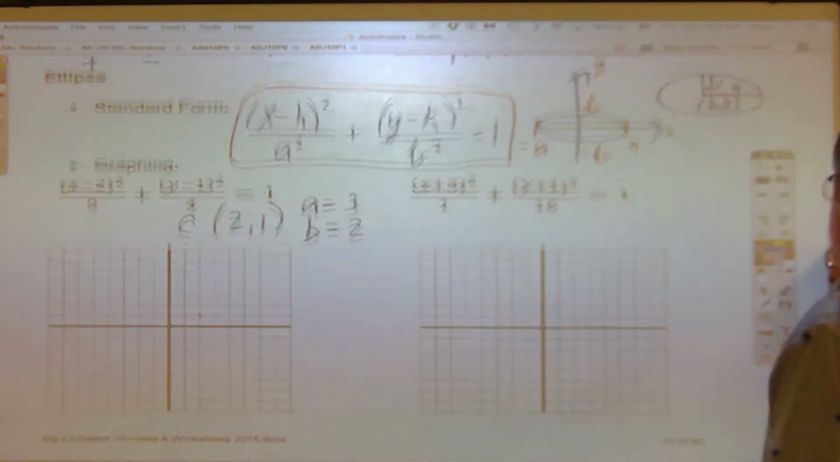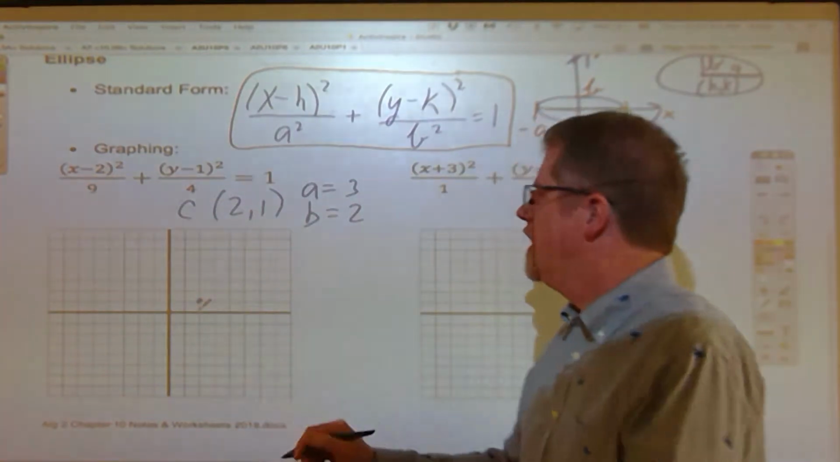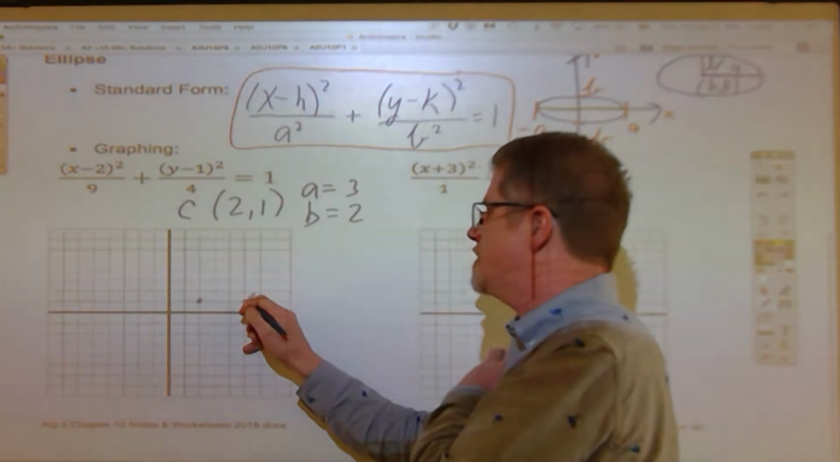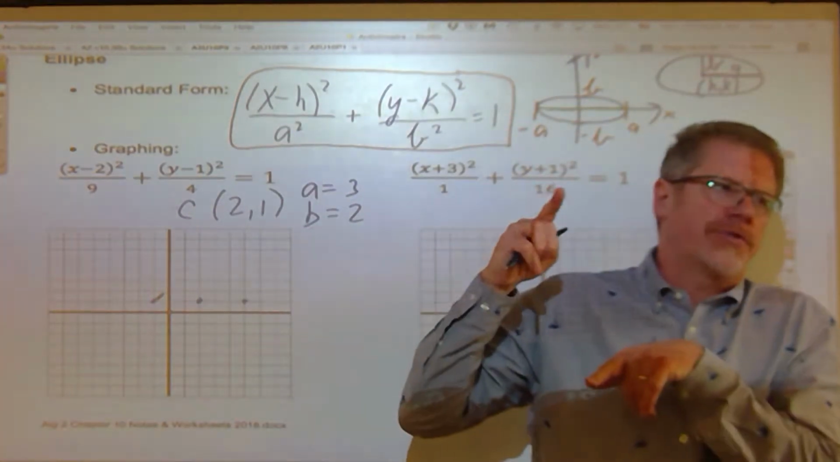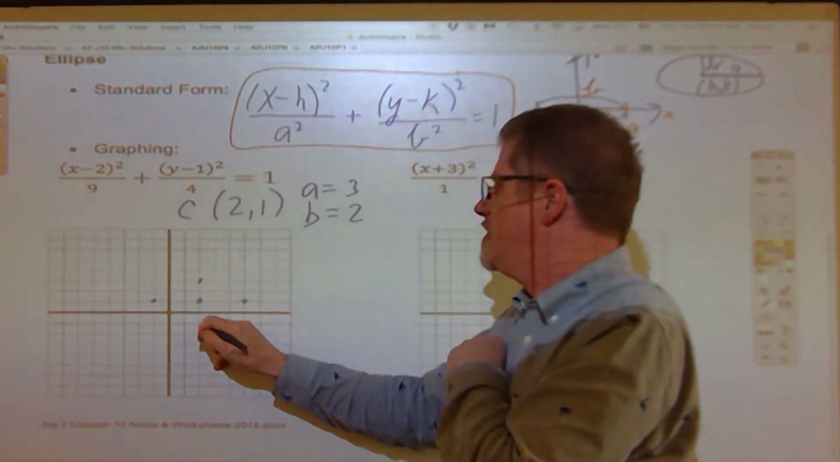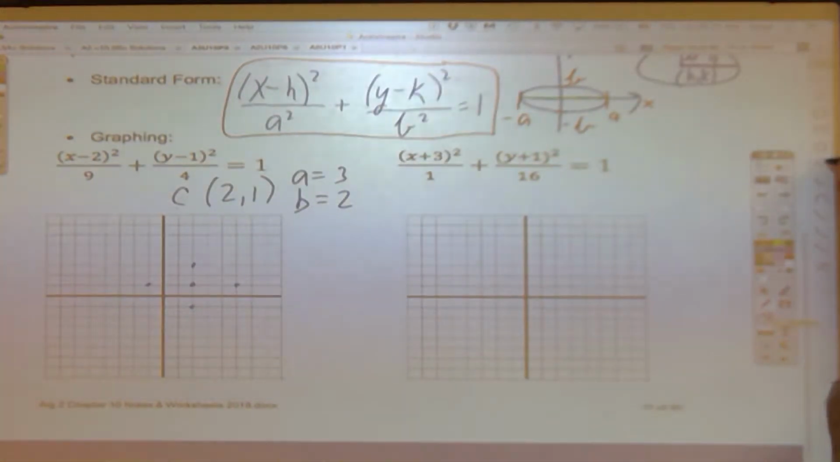Because really, once you get the center, all you have to do is plot the point 2, 1, and then since a is equal to 3, we're going to go left and right 3 units, so 1, 2, 3 to the right, 1, 2, 3 to the left. But we're not going 3 up and down, we're only going 2 up and down, so from the center, go up 2 and down 2. And then, the final step is the most fun.